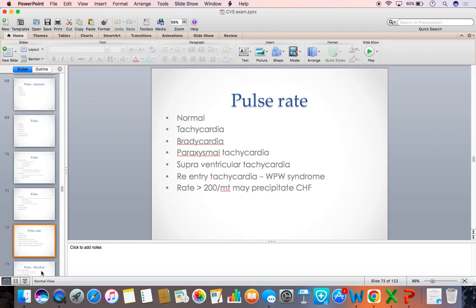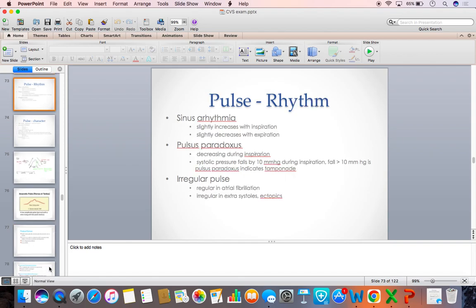Then describe the pulse rate. It could be normal, or there is tachycardia or bradycardia. And look for rhythm. It could be sinus arrhythmia, pulsus paradoxus, or irregular pulse. Sinus arrhythmia is a normal one. There is a slight increase with inspiration and a slight decrease with expiration.